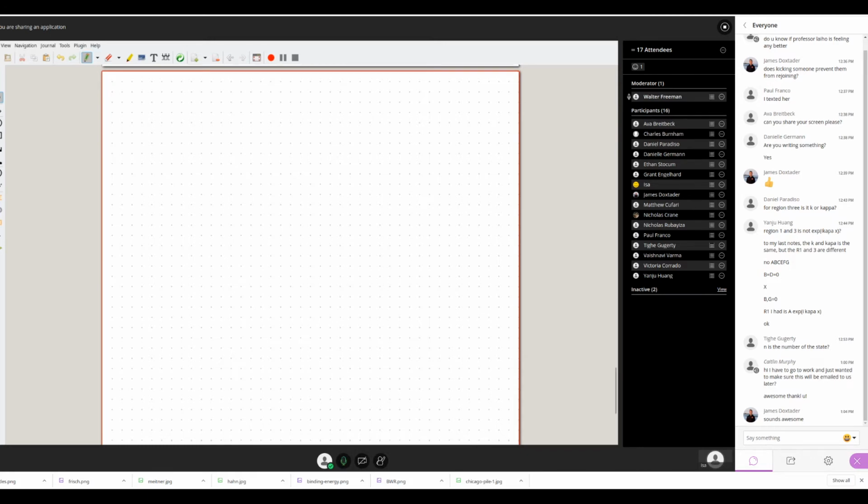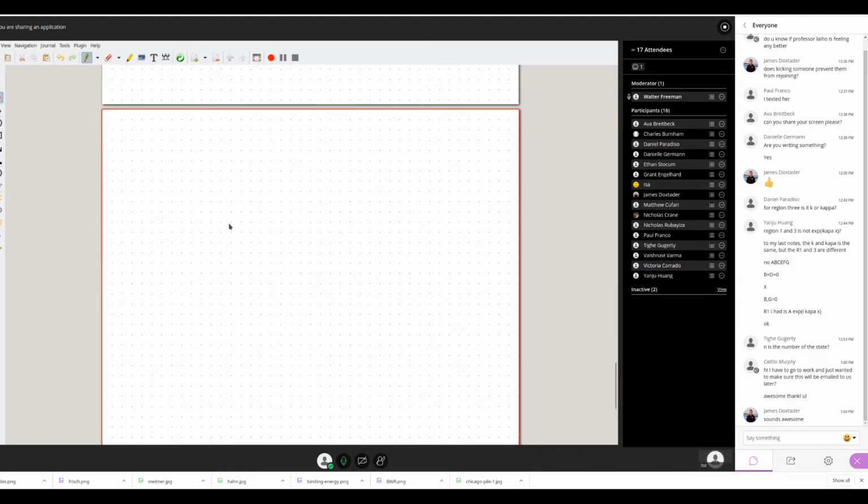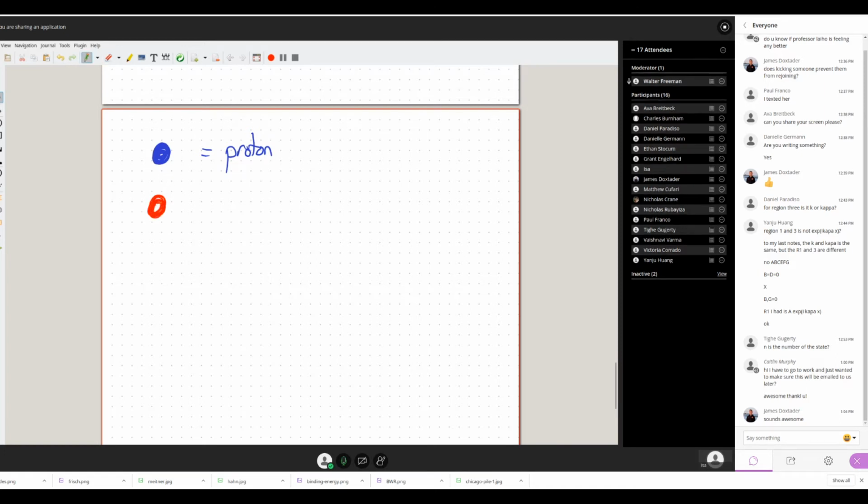So let's start from some basic stuff. Atoms are made of three pieces, right? A big blue blob is a proton. A big red blob is a neutron, and a little green thing is an electron. That's the notation I'm going to use throughout.